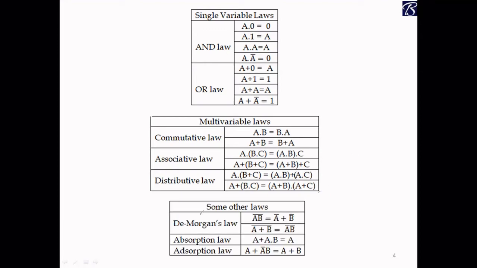Now let us see some other laws. De Morgan's law states that AB whole bar equal to A bar plus B bar. Here it is the break and change rule: the bar you break, and whatever the dot becomes plus. So AB whole bar equal to A bar plus B bar. In the same way, A plus B whole bar equal to A bar into B bar. You break the bar, and the plus becomes dot. So A plus B whole bar equal to A bar into B bar. These are De Morgan's laws.